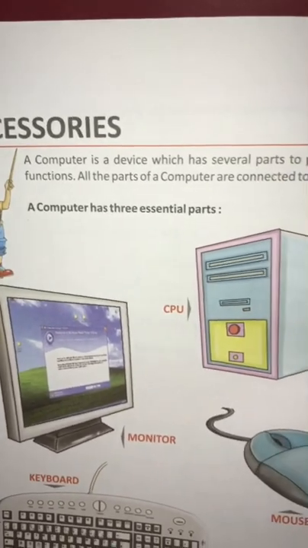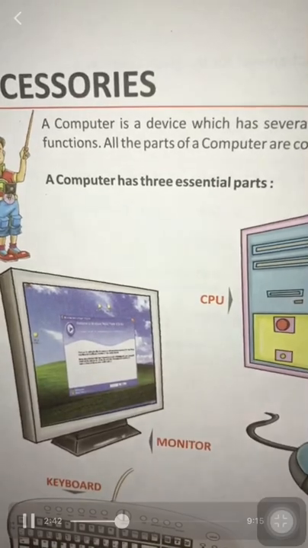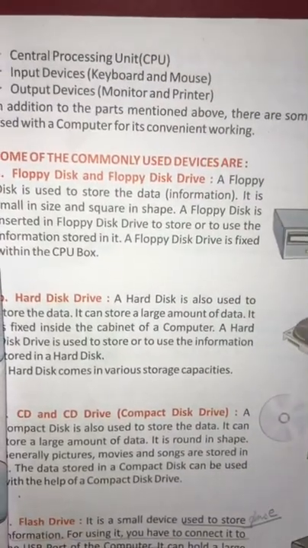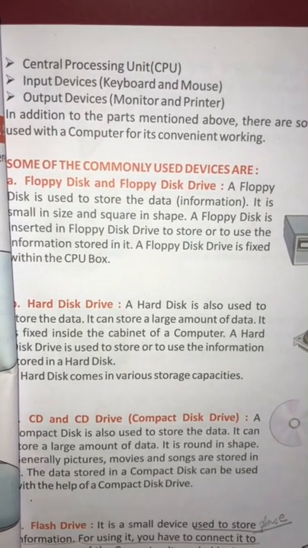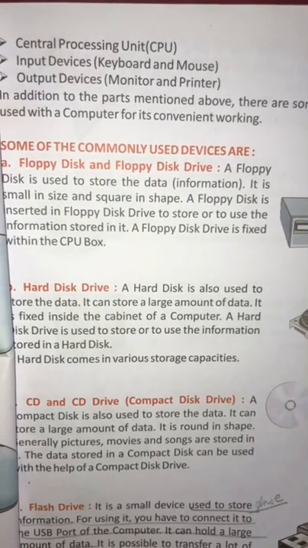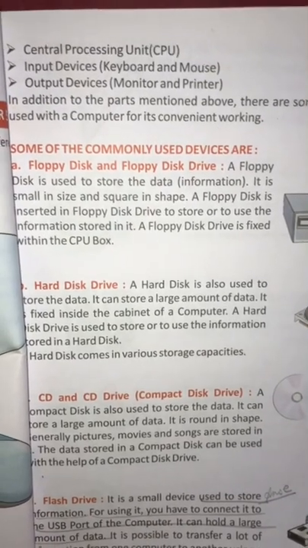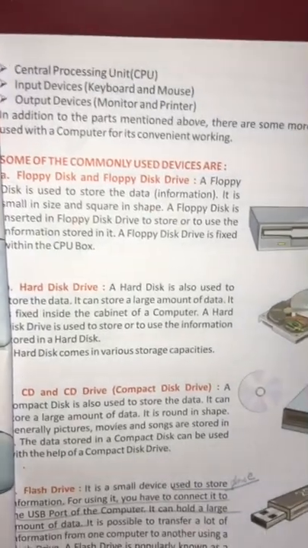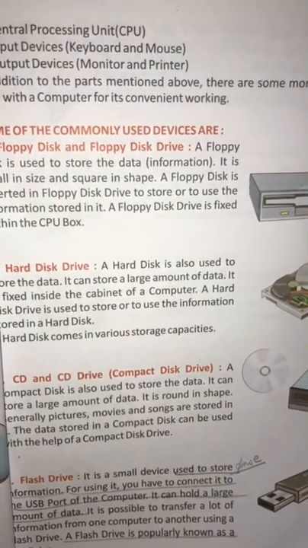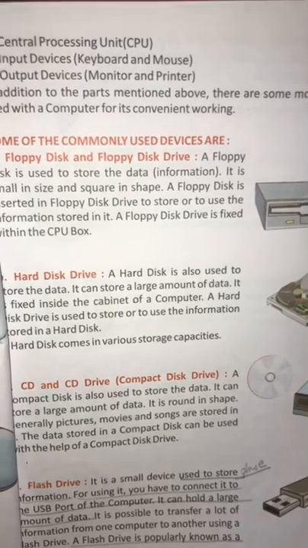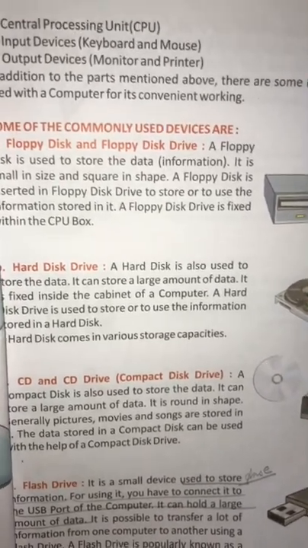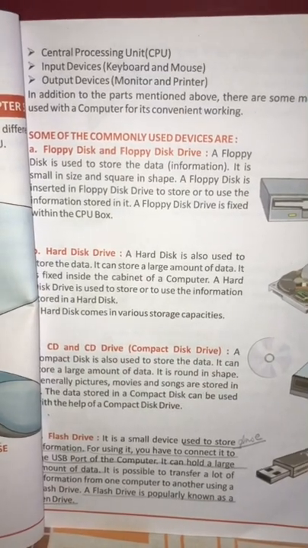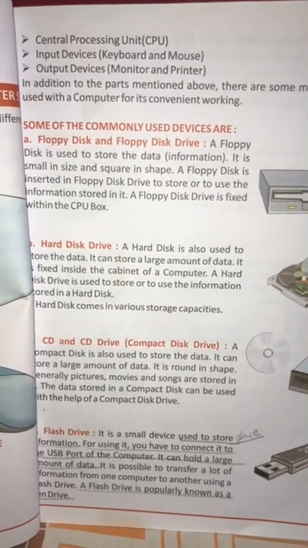So here we have three essential parts of a computer: the central processing unit, the CPU; input devices like the keyboard and the mouse; and output devices, the monitor and printer. In addition to the parts mentioned above, we have some more devices which are used with a computer for its convenient working. Some of the commonly used devices are the floppy disk and floppy disk drive.